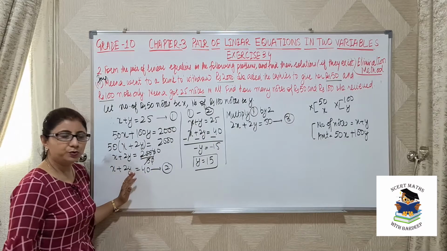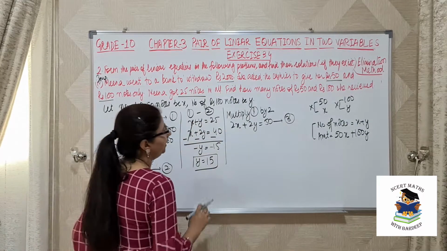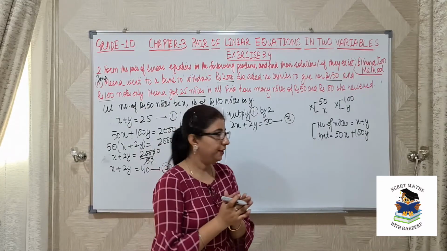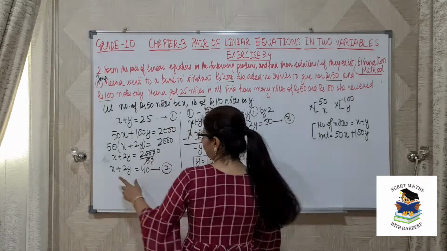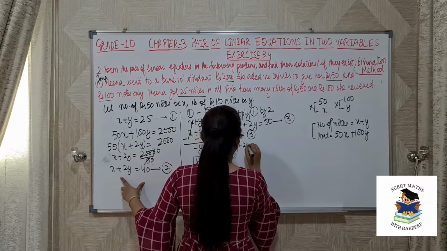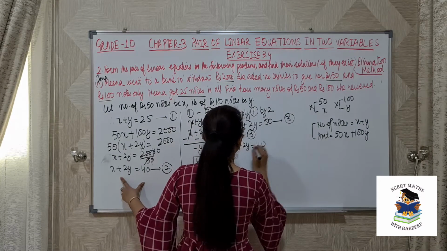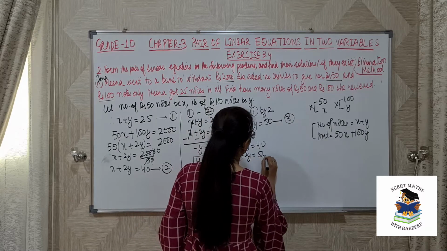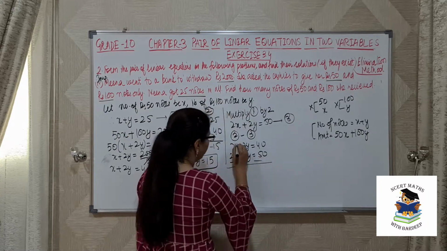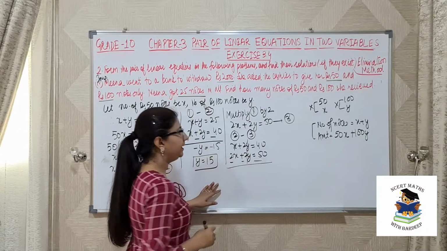This is x plus 2y. Both are having 2y, so we will subtract them to eliminate this. So 2 minus 3. Equation 2 is x plus 2y equals 40. Here it is 2x plus 2y equals 50. Change the signs. 2y is cancelled.